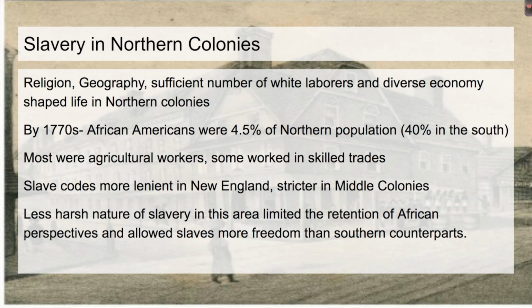By the 1770s, African Americans will be about 4.5% of northern populations, but in the South, it'll be 40%. The ones that were in the North were mostly agricultural workers. Some of them worked in skilled trades. There were slave codes in New England, but they weren't as strict as the ones in the middle colonies, and then those aren't as strict as the ones in the southern colonies. Slavery in this area was not as harsh as it was in the South. So there was that option to retain those African perspectives, and they were allowed to have a little bit more freedom, perhaps in their movement and their daily lives, than their southern counterparts.